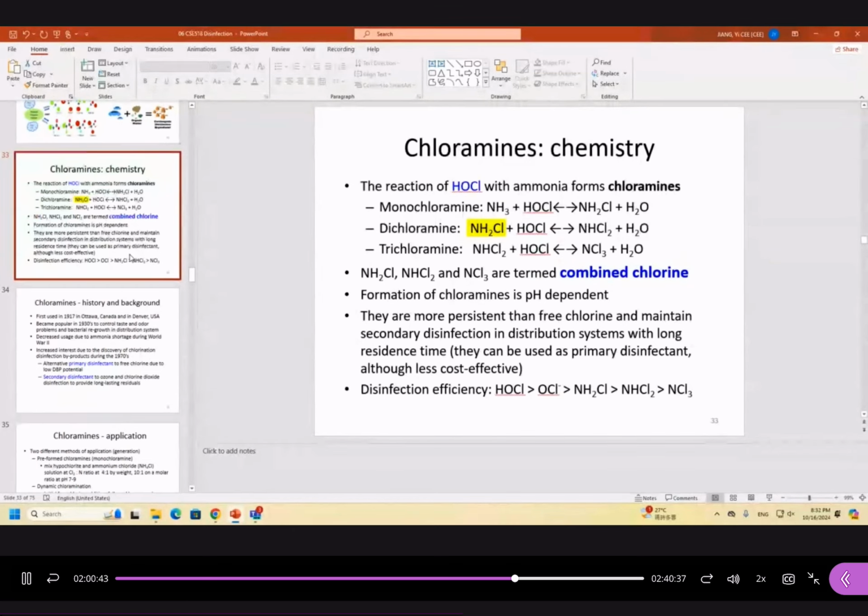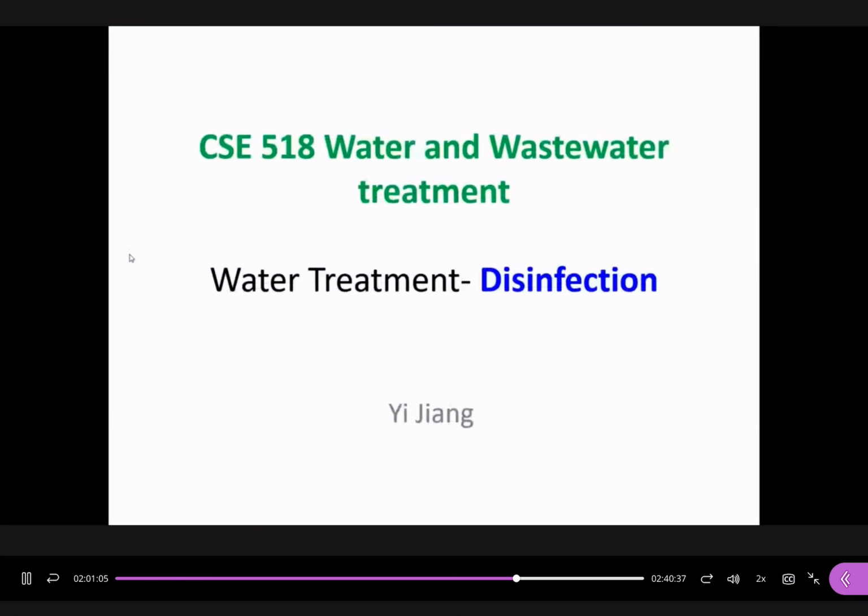There is a typo on this page. It should be NH2Cl, page 33.